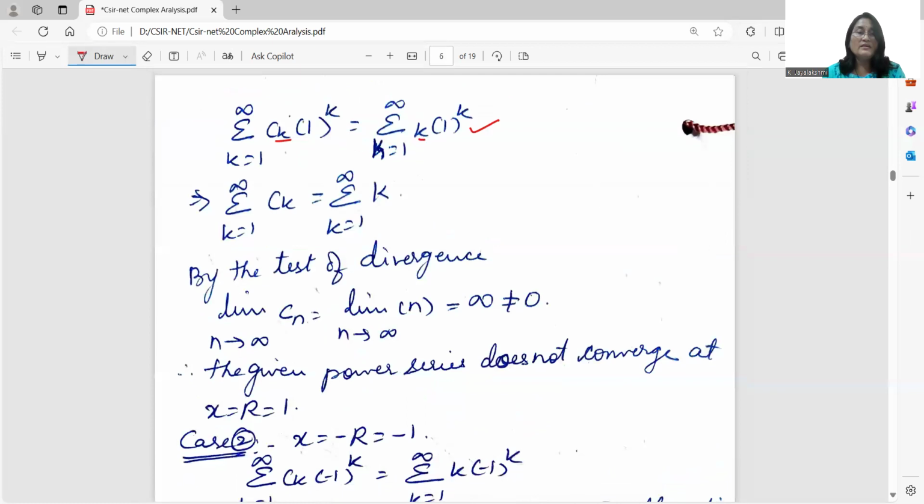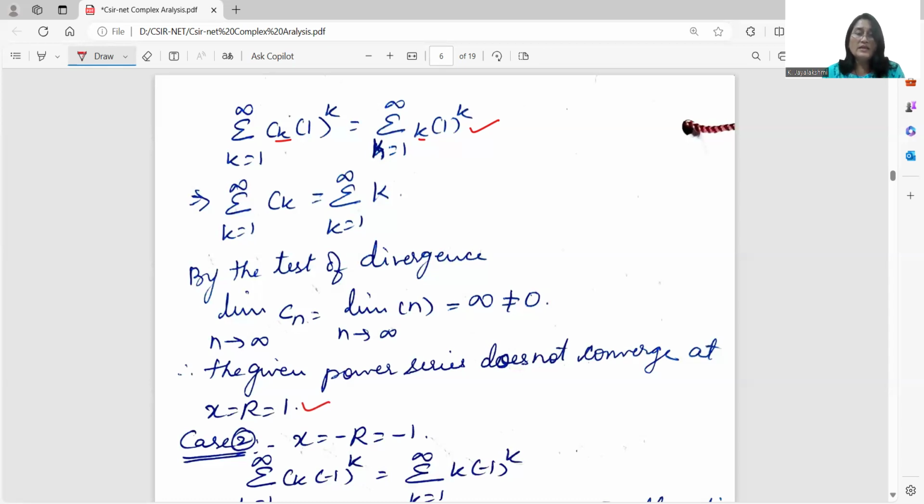Now, by the test of divergence, we have limit as n tends to infinity of Cn is equal to limit as n tends to infinity of n, and this is equal to infinity, which is not equal to 0. And therefore, the given power series does not converge for x equals R, which is equal to 1.